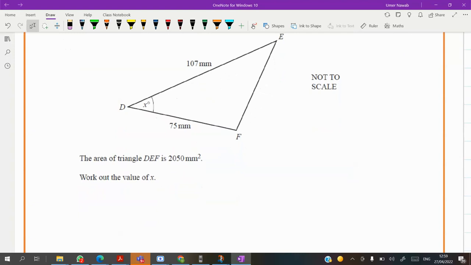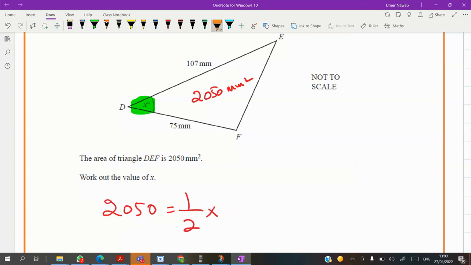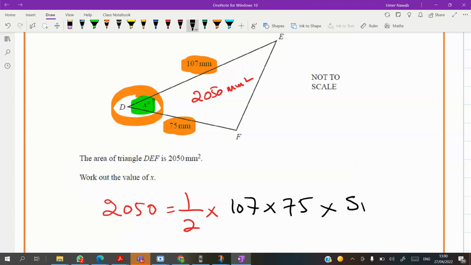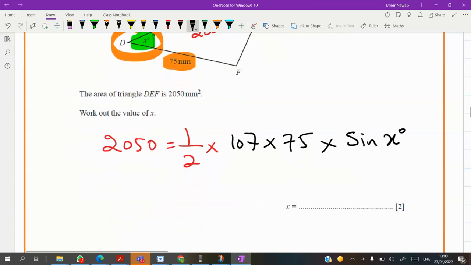Next, he gives you the area now. The area is 2050 millimeters squared, and he asks you to find the value of x. Same formula will be used. I will write 2050, which is the area of a triangle, half times the two sides and the common angle. So half times 107 times 75 times sine of the angle which we want to find.